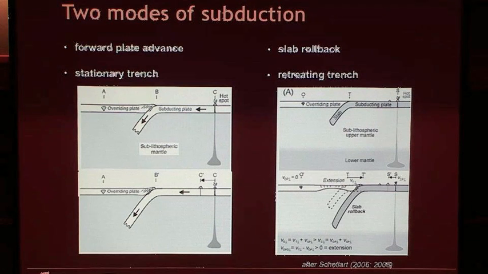On any other planet, and it's actually been proposed for Venus, you do have slab rollback and large back arc basins. All you're doing is having a trench retreat and create a large back arc basin. This has been proposed to happen on Venus. And if you did have subduction on other planets, it would probably be in this slab rollback mode.